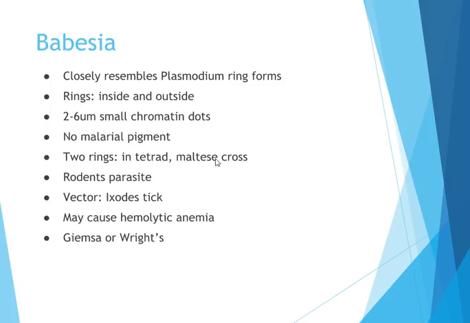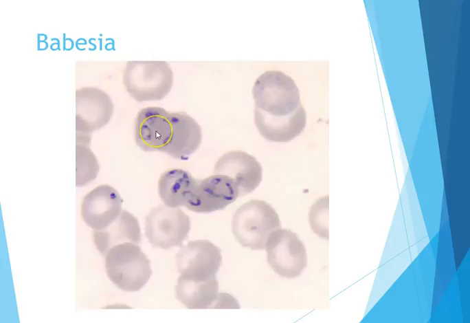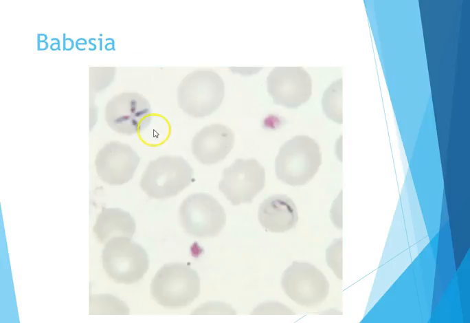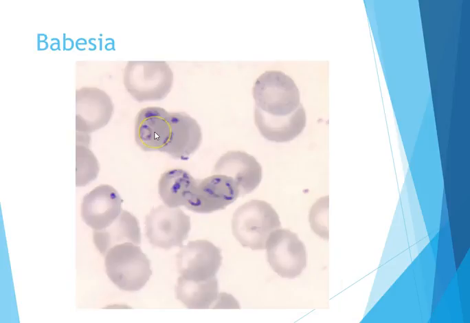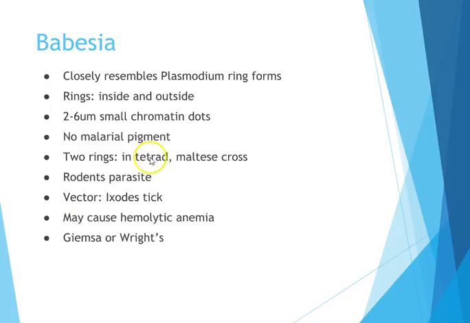Okay, so they look like the ring forms. They're inside and outside the red cells. They're 2 to 6 micrometers, and they have small chromatin dots, no pigment. Some of them will have a cross like this that looks like a Maltese cross. It's usually found in rodents. It's a parasite of rodents.